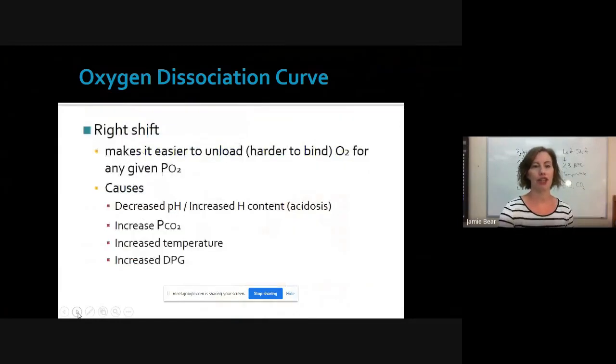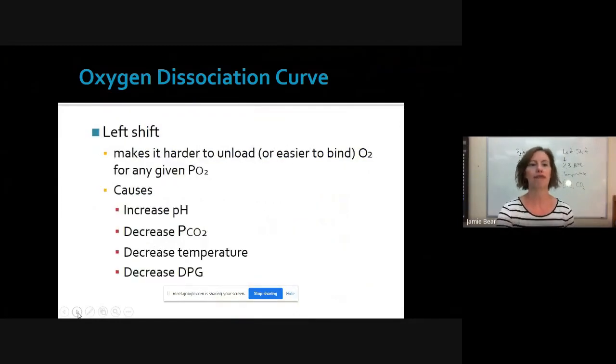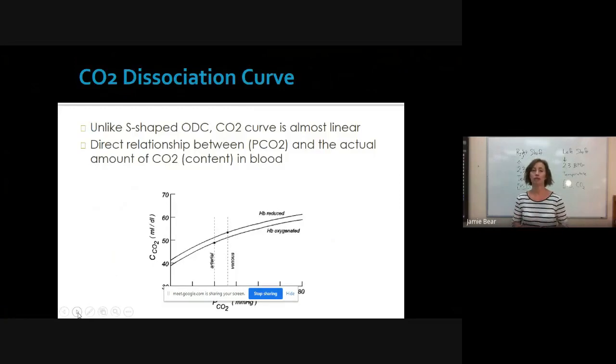The left shift we just talked about. The left shift makes it harder to unload, and that would be a decrease in 2,3-BPG, a decrease in temperature, or an alkalotic condition with a lower concentration of hydrogen ions or carbon dioxide. That just means our tissues don't need the oxygen as much.